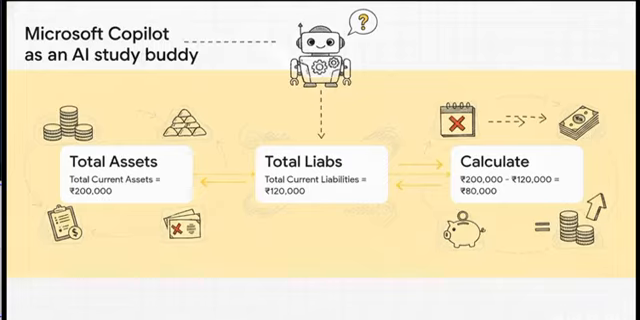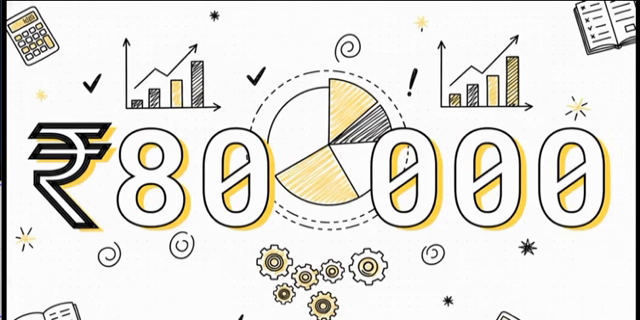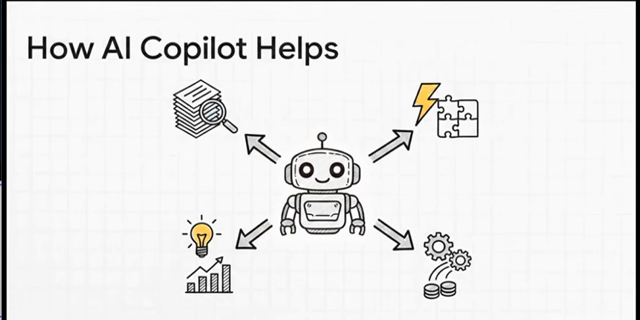Step 3, we simply subtract the total liabilities from the total assets. Following those exact steps, 200,000 minus 120,000, and boom! Our final answer is exactly 80,000 rupees. Nailed it! Now, an AI tool like Copilot isn't just some glorified calculator, it's an incredible asset for modern candidates.